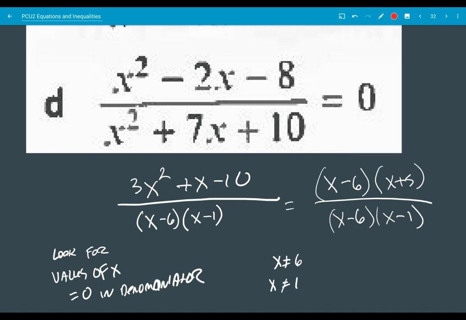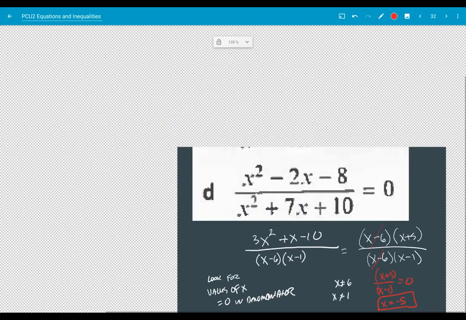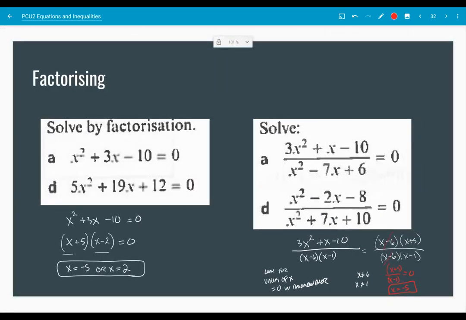So now we're going to solve. So those cancel out. So then we're left with x plus 5 over x minus 1 equal to 0. You're going to multiply by x minus 1. So you're going to get x equal to negative 5. So negative 5 is not 6 or 1. So therefore, that is the solution for A. Like I said, I encourage you to try D in your notes, but we will talk about those in more detail in class.